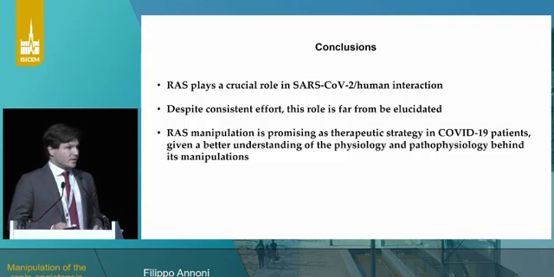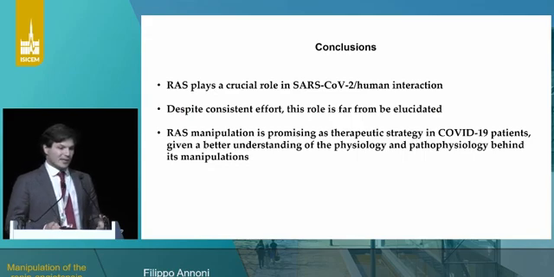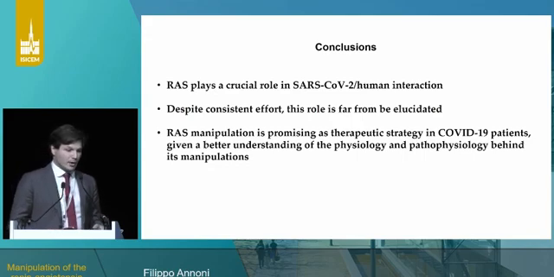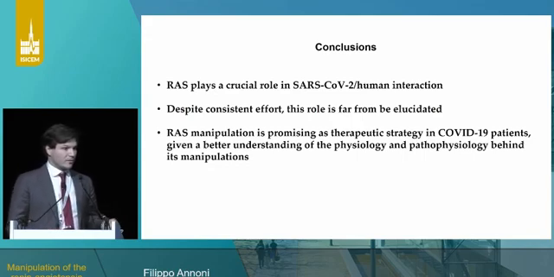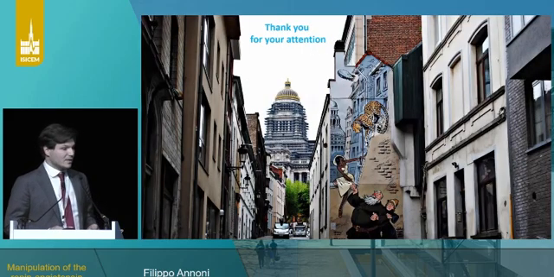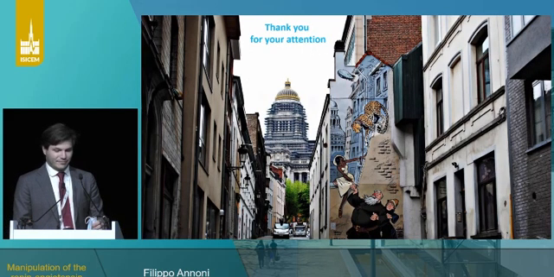Coming to conclusions, I think that the renin-angiotensin system plays a crucial role in the interaction between SARS-CoV-2 and humans, but despite consistent efforts, we're still missing its role, and RAS manipulation still offers a promising therapeutic strategy in COVID-19 patients, but we still have to advance in a better physiology and pathophysiology behind those manipulations. And with this, I would like to thank you for your attention.